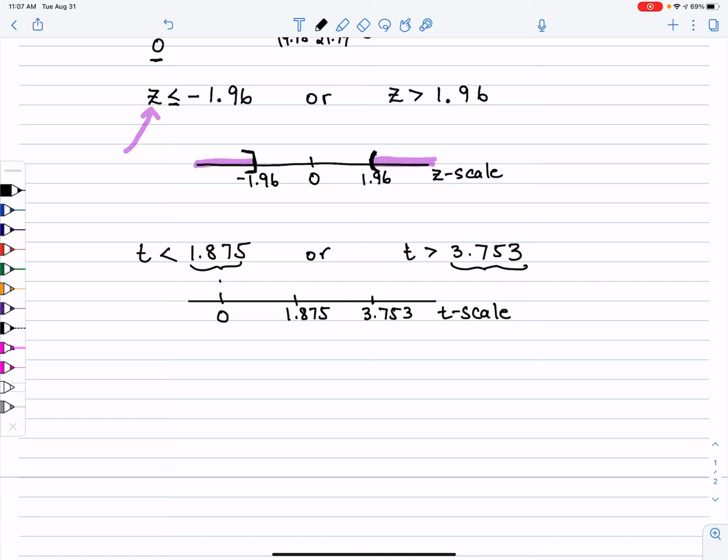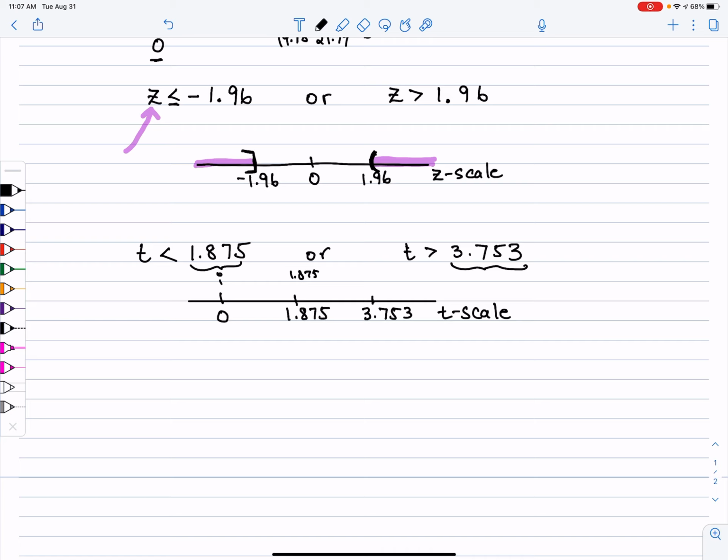What I don't want you to do is to put 0 here, 1.875 here, and then 3.753 somewhere way over here, because then it's not up to scale. So do an approximation to where the numbers are. If we put 1 here, then we have 1, and then we have 2, and then we have 3 somewhere there. We have 4. You just have to make sure you have some sort of scale.